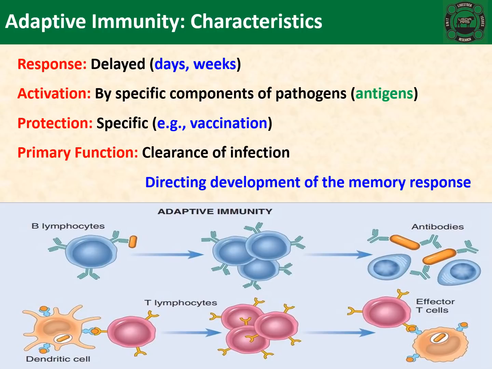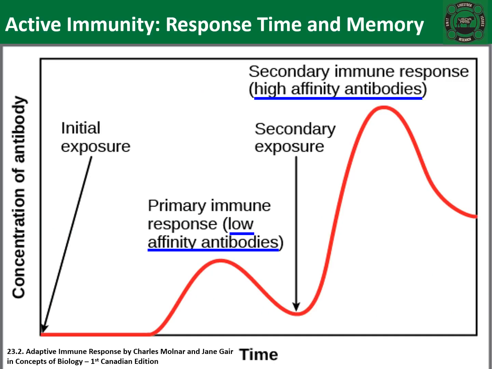Another very important aspect of the adaptive immune system is to direct the development of the immunological memory response, thereby causing a more rapid and stronger adaptive immune response to subsequent exposure to the same pathogen. This slide represents the classical memory response, in which the primary exposure to a pathogen stimulates the production of low-affinity antibodies to a specific antigen, and subsequent exposure to the same antigen stimulates a more rapid and high-affinity antibody response.